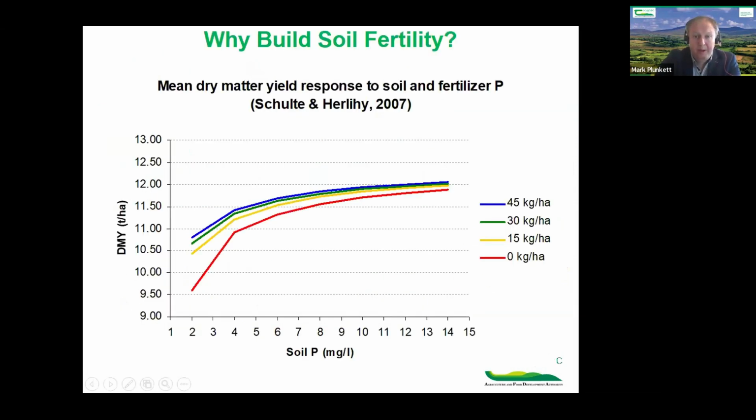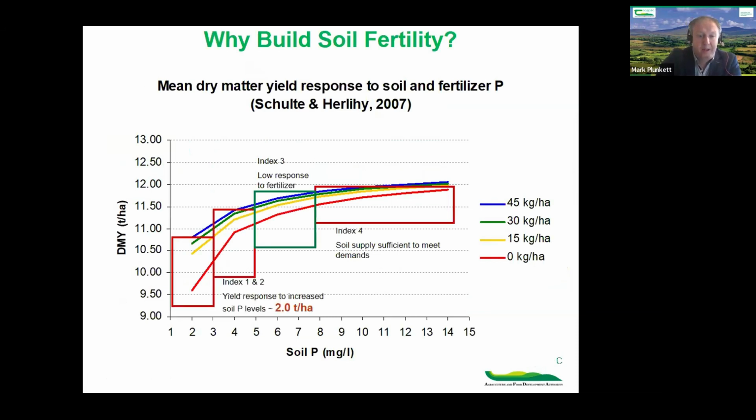Okay, so you might ask the question, why build soil fertility? At index 4, we see little response to applied P. As we move down the line to index 3, again, a little bit of a response, but generally flat. But then we see at index 1 and index 2, there's up to 2 tons of dry matter per hectare. So that's the yield response, so that's the benefit.